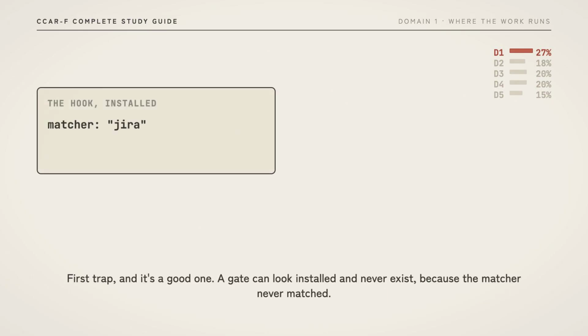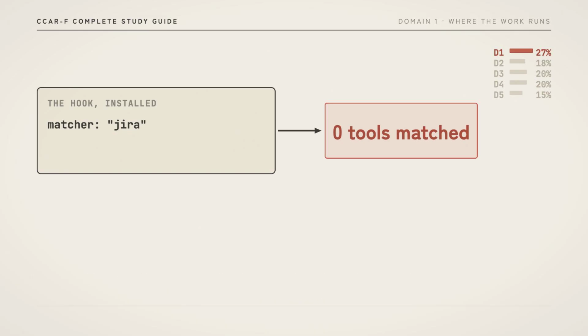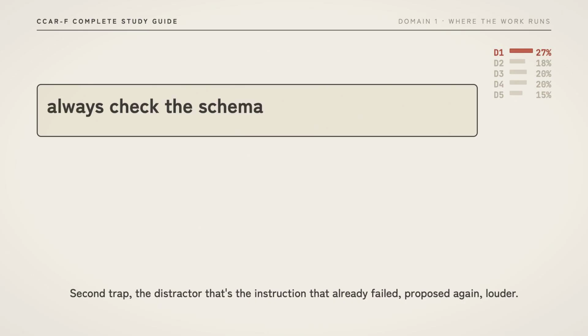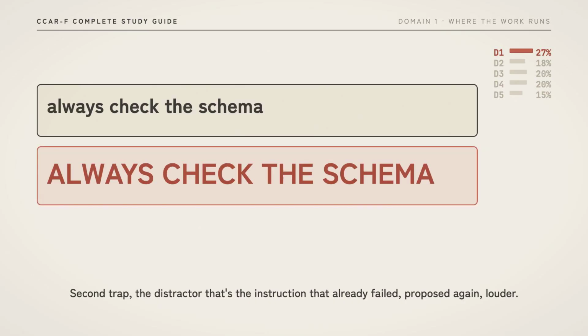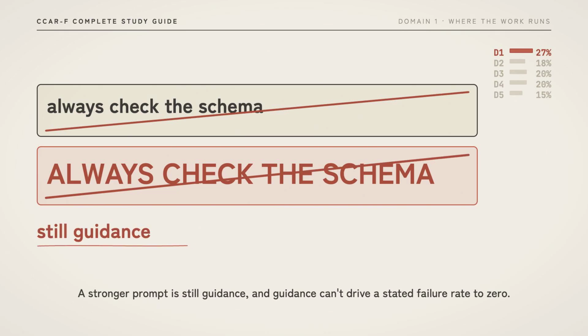First trap, and it's a good one. A gate can look installed and never exist because the matcher never matched. Check the matcher, not the file. Second trap, the distractor, that's the instruction that already failed proposed again, louder. A stronger prompt is still guidance, and guidance can't drive a stated failure rate to 0.